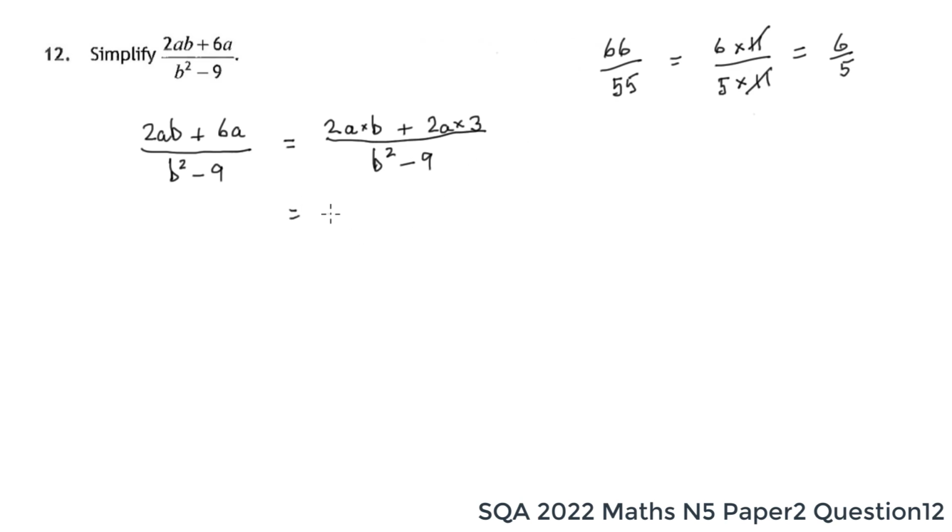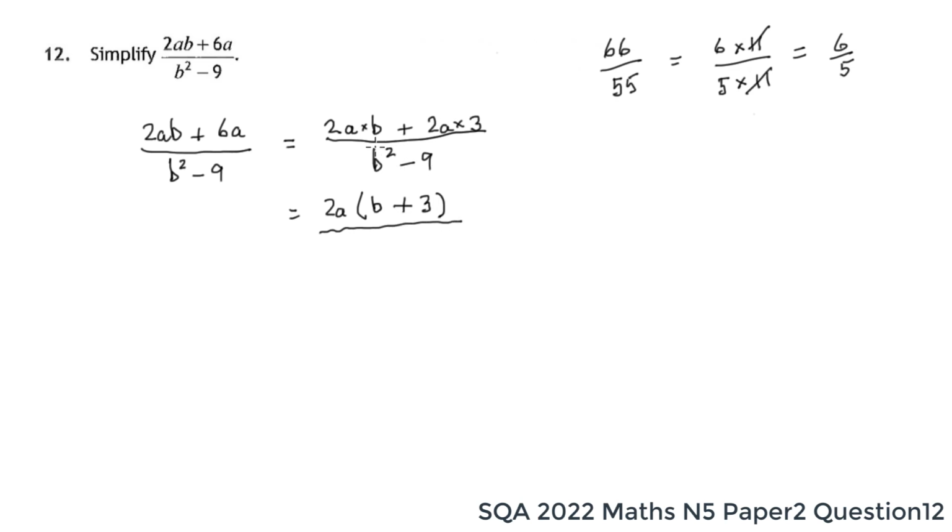So we can take that outside brackets. We're left with a b plus a 3. Now just check, if you were to multiply this out, 2a times b gives you 2ab. 2a times the 3 gives you 6a. So we've succeeded in factorising the top line.